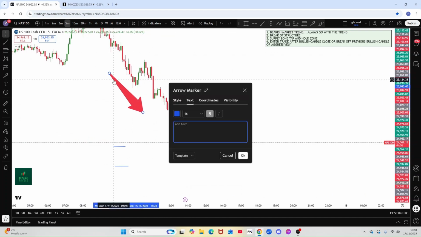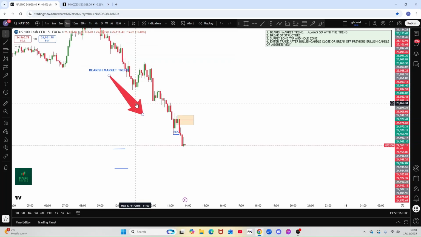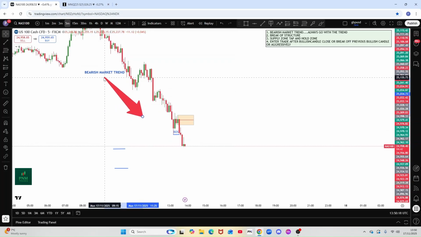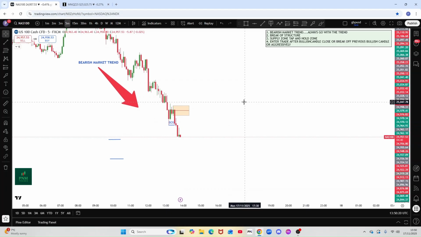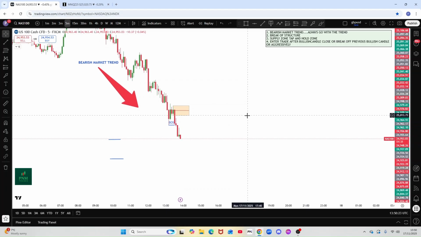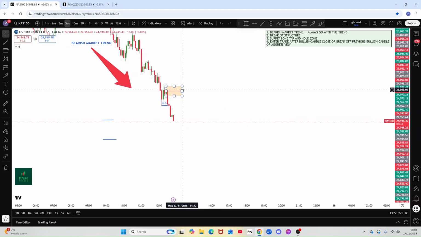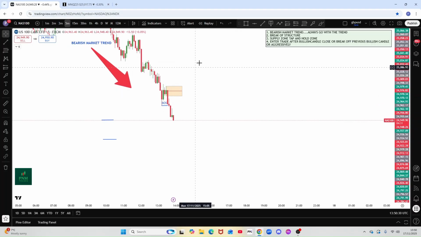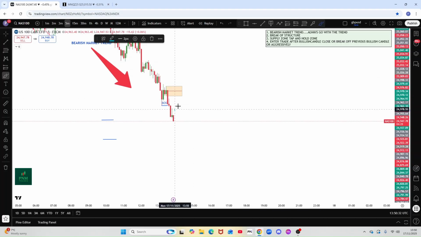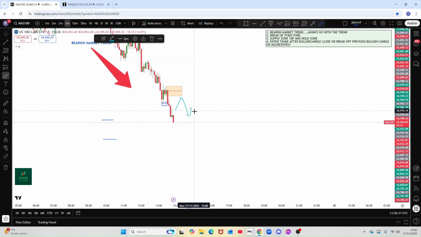So let me just put this up. Bearish market trend. Always go with the trend. Let's see. So this is pre-market. The New York market is not open yet. Let's see how it goes. So this is a potential supply zone. If price comes up on the zone, then it goes down. We'll see.